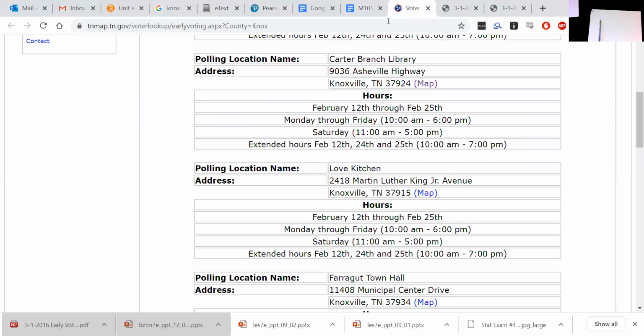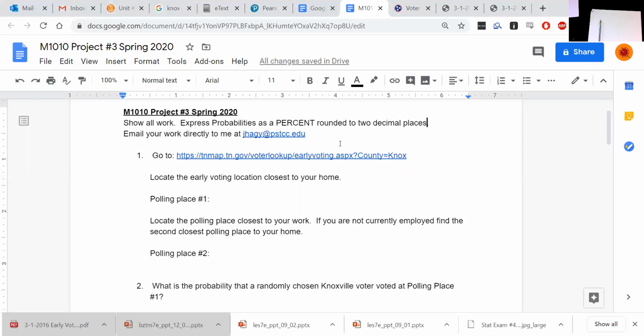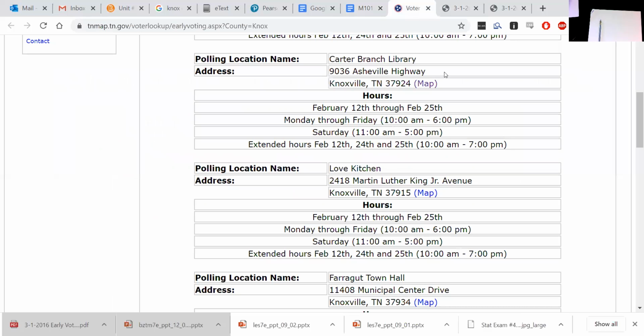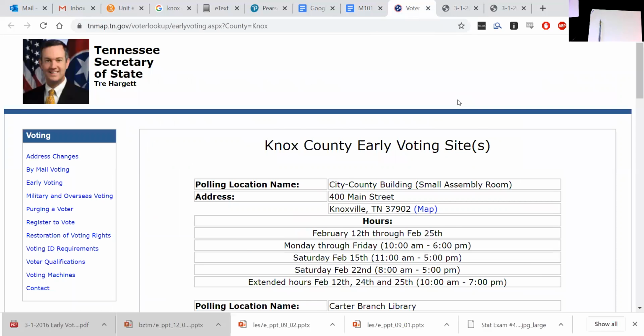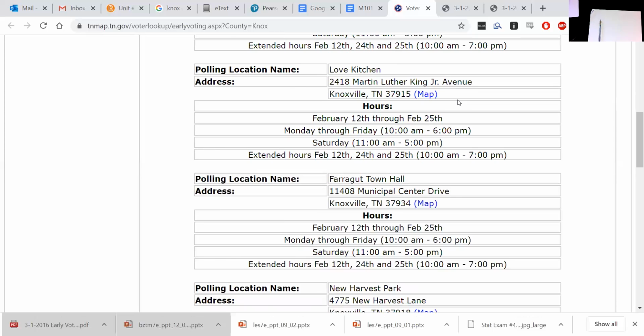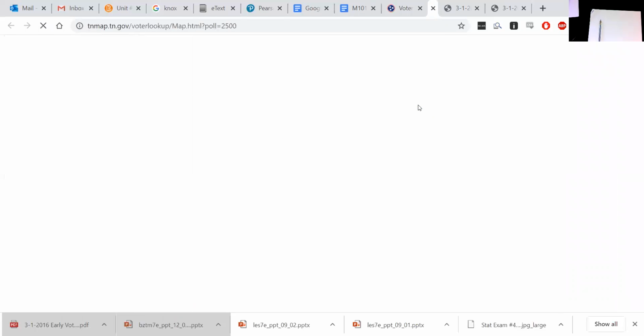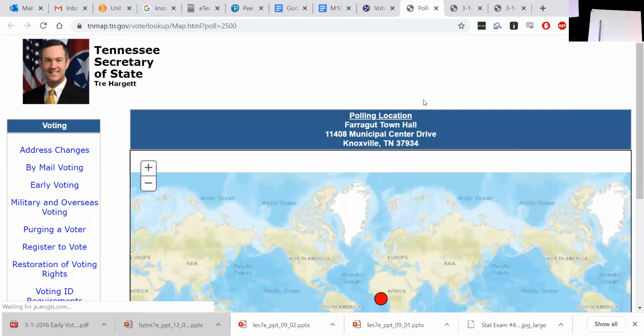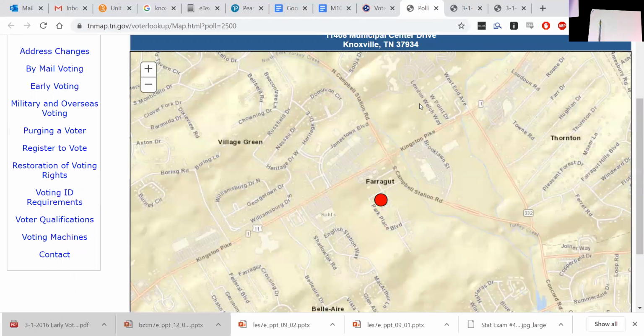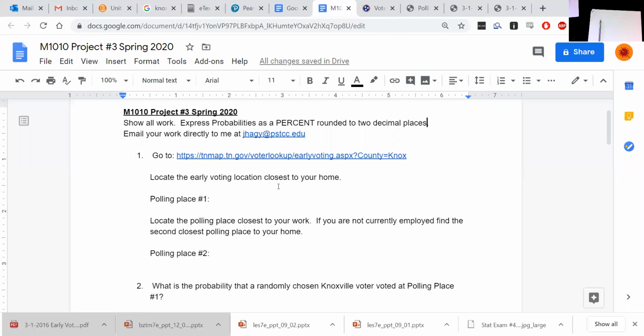Now, if you click this link that I've posted here, it will show you the location of all these places. So you can scroll through and look at the different polling places. If you click on a map, it'll show you where they actually are. So you'll be choosing two for this project. And you can do this on your paper.